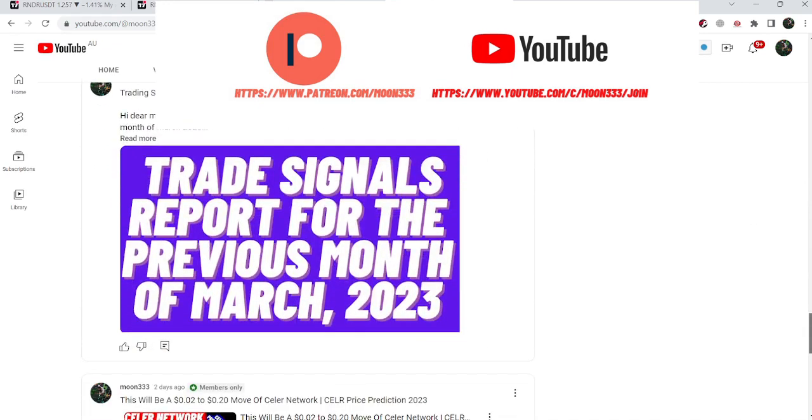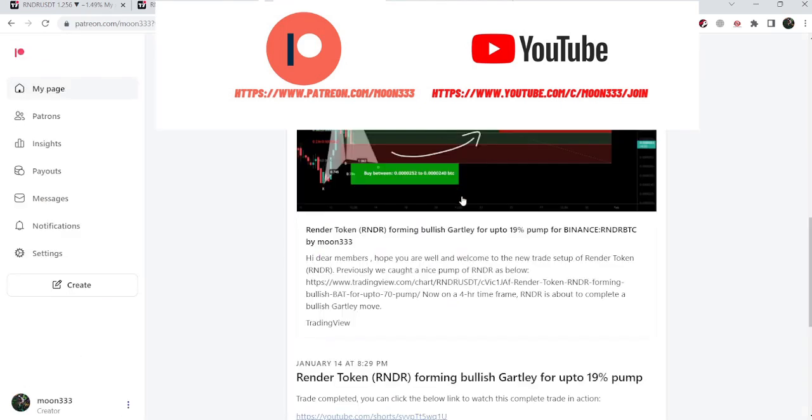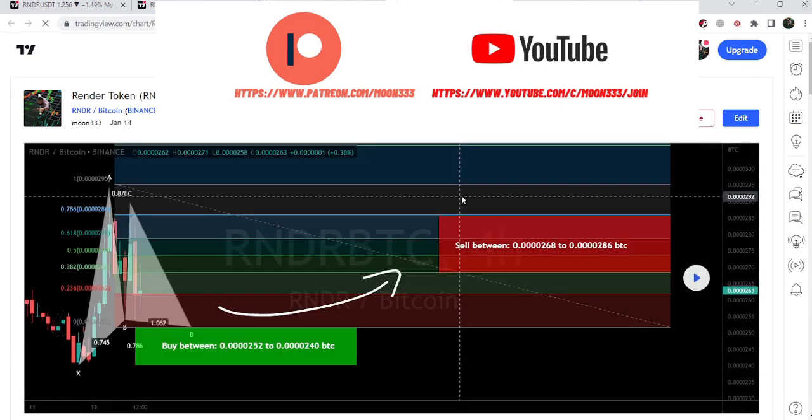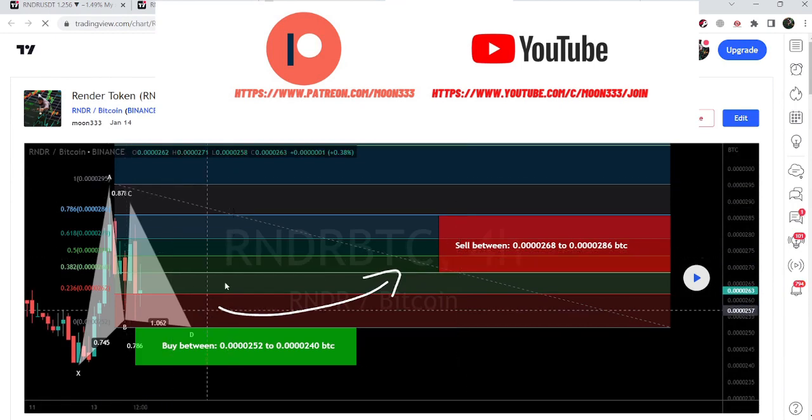So let's start the analysis. First of all, let me begin with my last successful trade of Render that I shared on 14th of January with my members, and that was a harmonic bullish reversal Gartley pattern that Render formed on the 4-hour time frame chart with Bitcoin pair. By the way, it was completing the final leg. Therefore, I told my members that we can wait for the price line to drop more down, and once it enters this potential reversal zone, then we can expect the next price reversal from here.